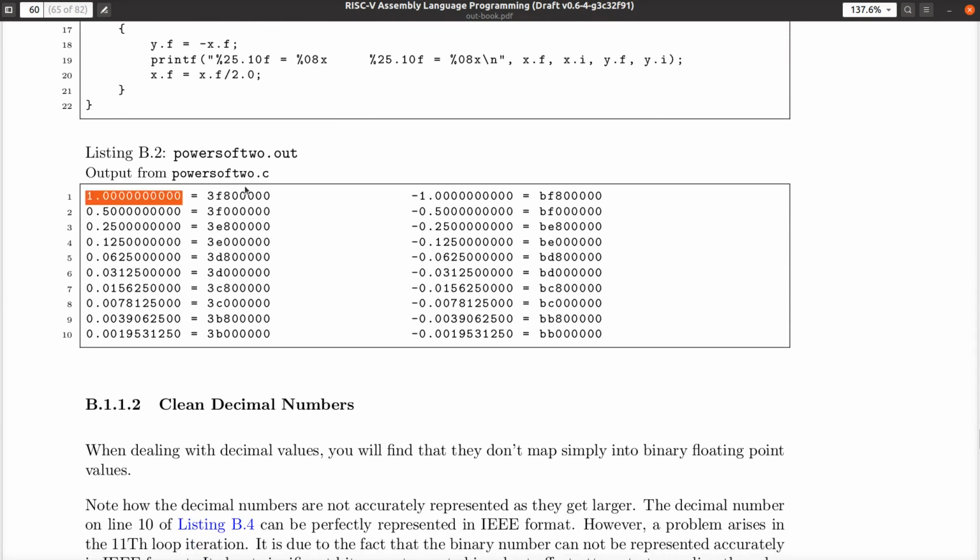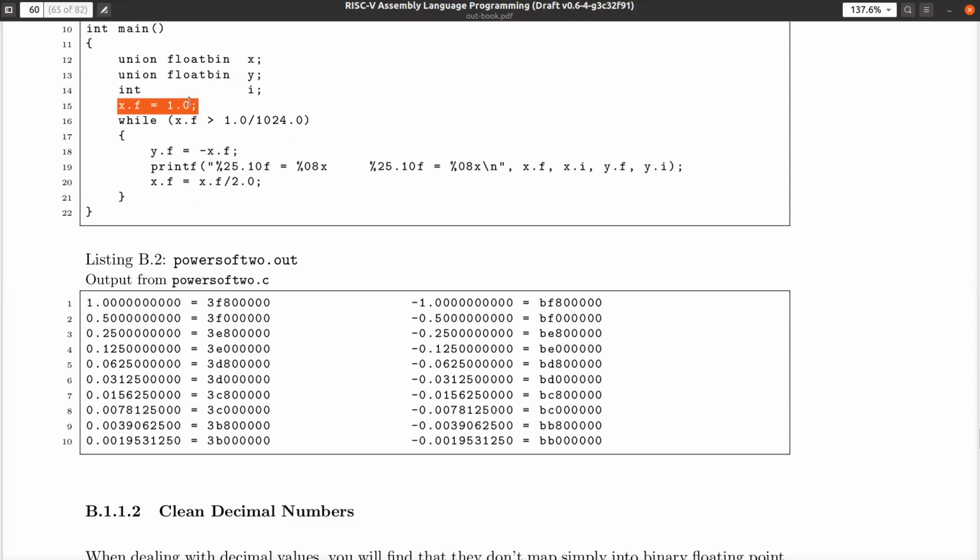I start out with 1.0 because I set it to 1.0 here. And every time through the loop, it's half as much as it was before. And look what's happening over here. The hex value, this is showing us what the bits are in memory that represent this value over here. So 1.0 in IEEE-754 floating point number is 3F800000.